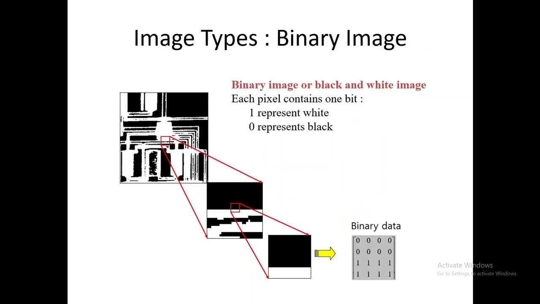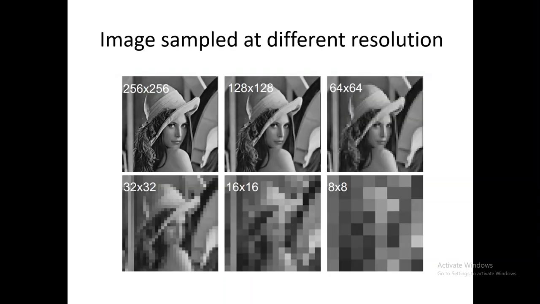Another type of image is the binary image, or we call it the black and white image. Here each pixel contains one bit, and 1 represents white and 0 represents black. Here we can see a matrix with binary data, and it is composed of only 0 and 1.